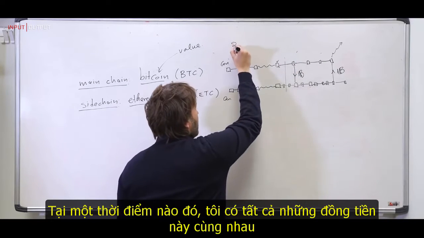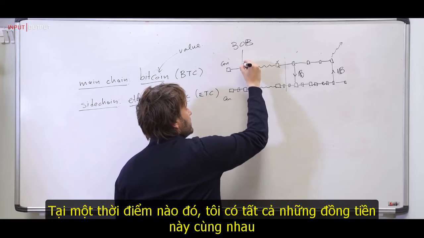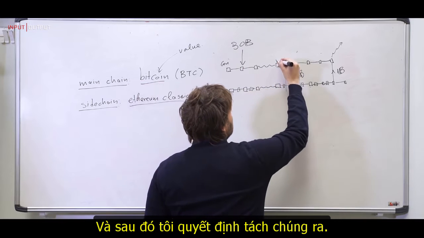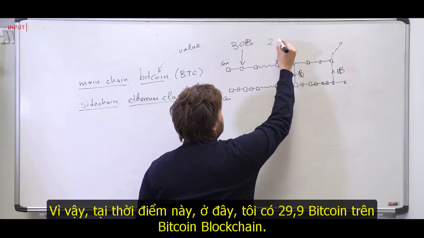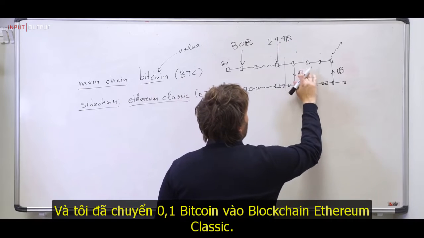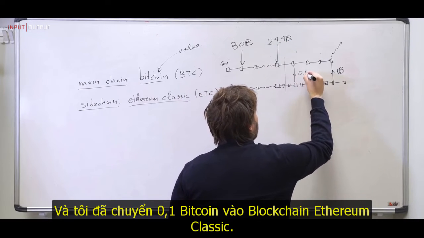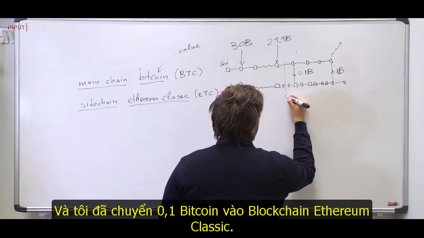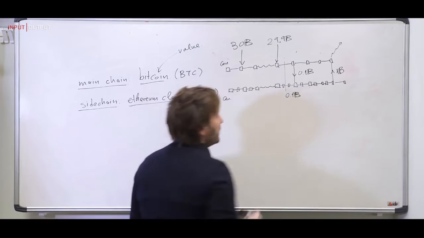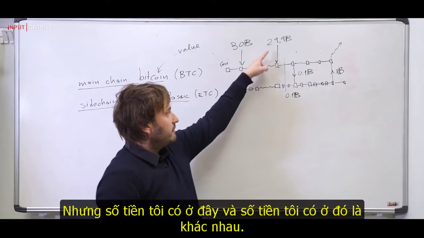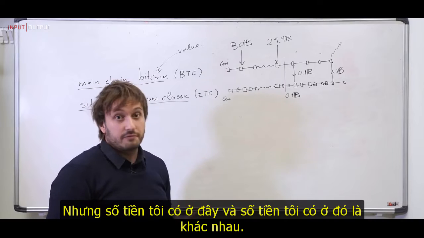So at some point I have all these coins together and they live here. And then I decide to split them up. At this point I have 29.9 Bitcoin on the Bitcoin blockchain, and I'm moving 0.1 Bitcoin into the Ethereum Classic blockchain. And so I have this amount here. Now the owner did not change, it's still me, but the amount that I have here and the amount that I have there is different.